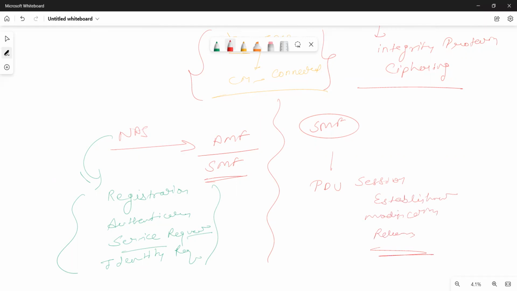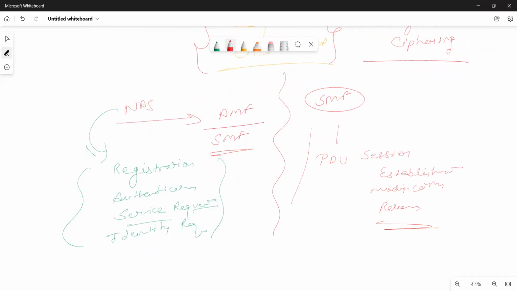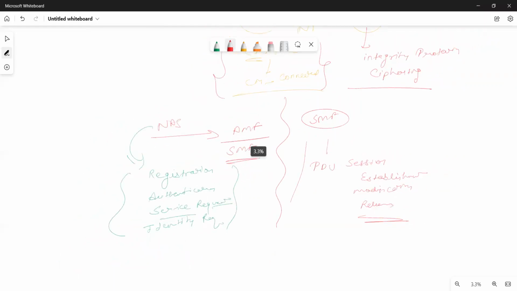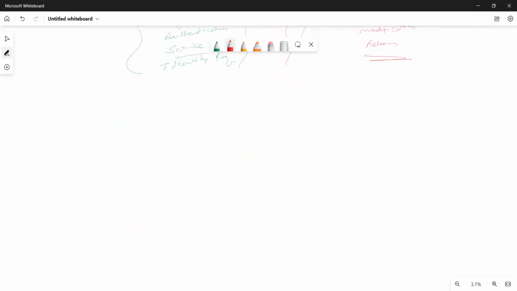तो ये आपके यूई और SMF के बीच में इनिशिएट होते हैं, where AMF would be your transparent container, जो कि सिर्फ मैसेज को फॉरवर्ड करने का काम करता है, राइट? So coming towards the next point, third one. So we have discussed registration management, connection management. Third is your reachability management.